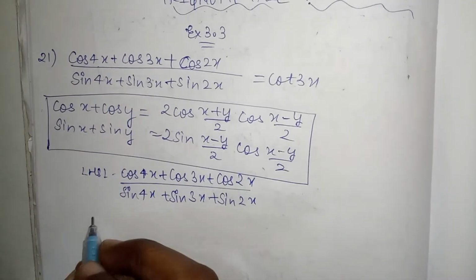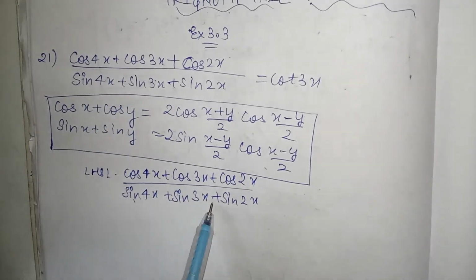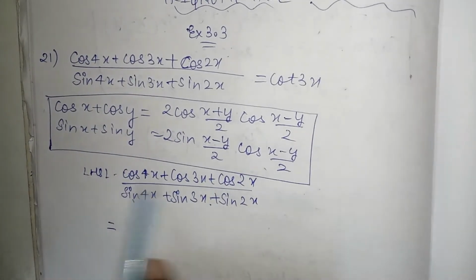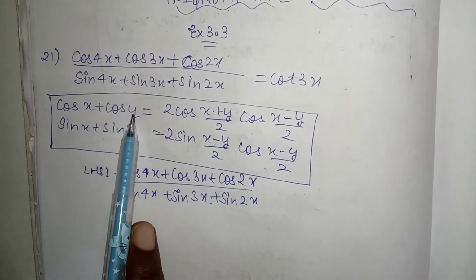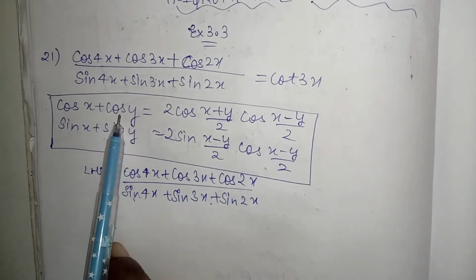So first let us write. I wrote the left hand side over here. First in the numerator, which formula you have to use? This one or this one? You have to use definitely this one because all cos are there. So this one you have to apply.